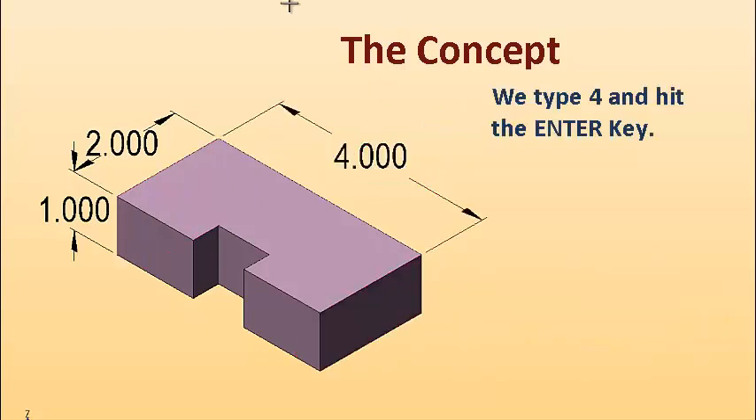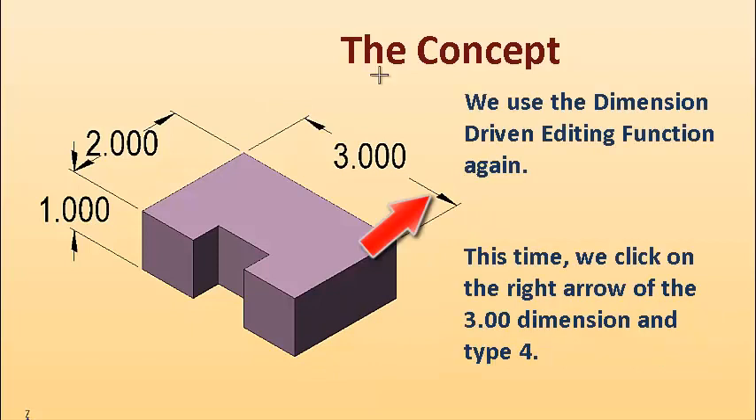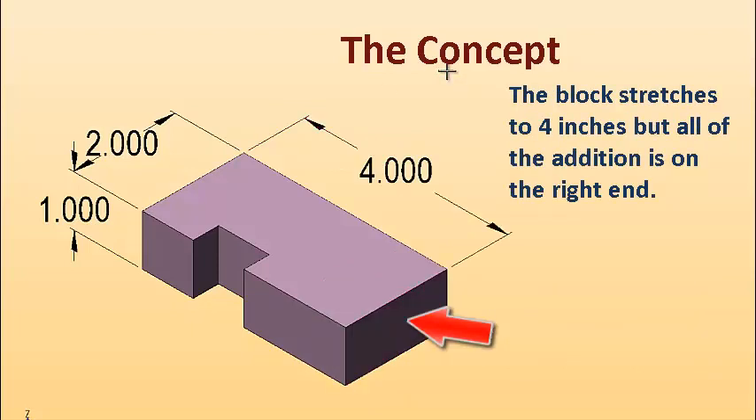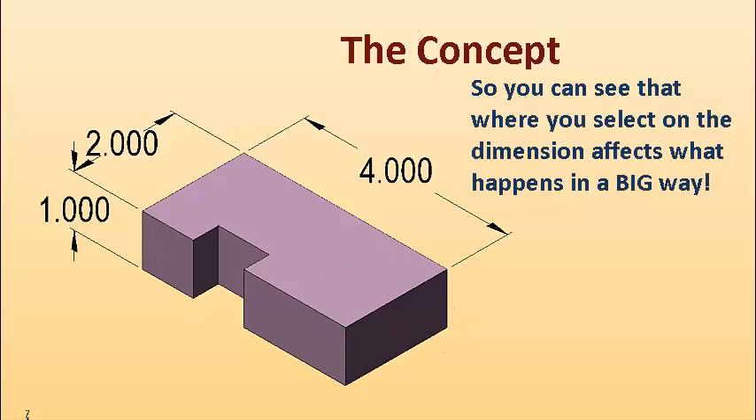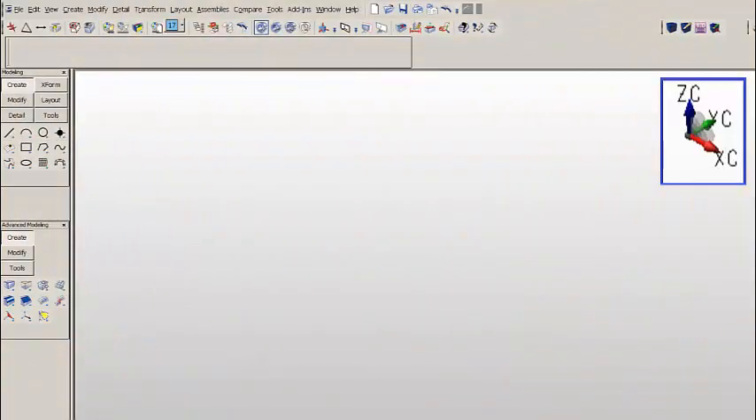Now, with the dimension-driven editing tool, we click on the 3 and the block stretches bilaterally. Hit the undo button, click on the right-facing arrow, and the block stretches all on the right side. So you can see where you click makes a big difference. Let's do this for real.